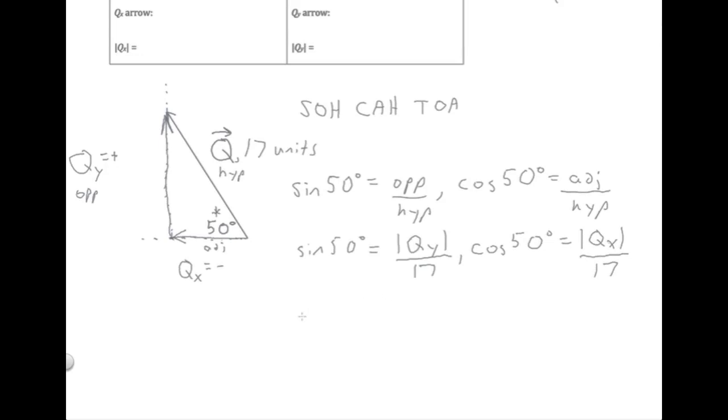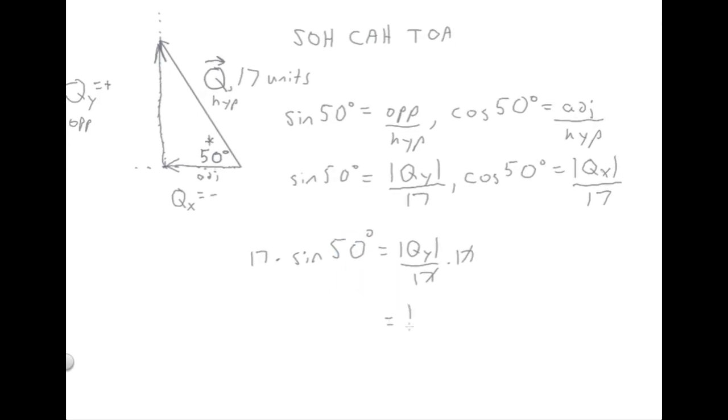All right, so then we need to solve this for the magnitude of qy, and we're going to do that by multiplying both sides by 17. That cancels the 17. And similarly over here, we can multiply both sides by 17 to solve for the magnitude of qx.